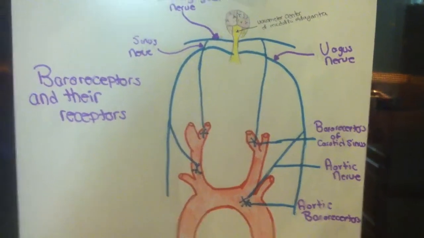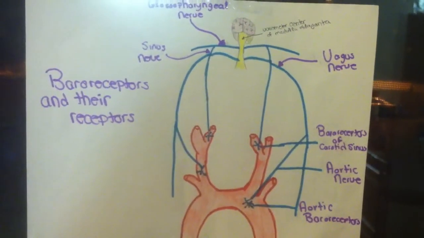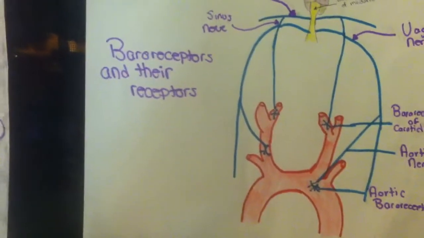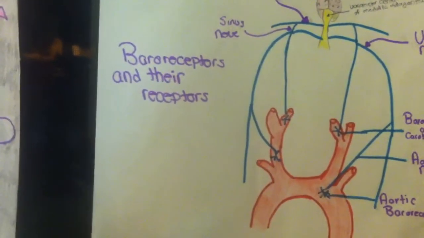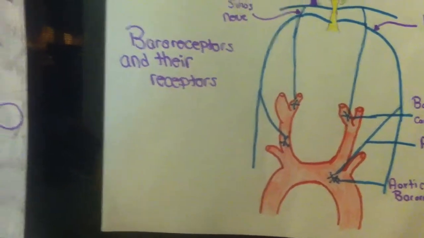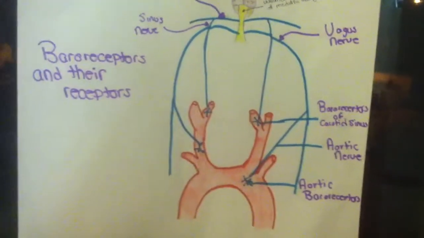Then the glossopharyngeal nerve and the vagus nerve synapses in the vasomotor center of the medulla oblongata of the brainstem. The vasomotor center is located in the medulla oblongata of the brainstem, and in the vasomotor center, it regulates the blood pressure, breathing, and the heart rate.